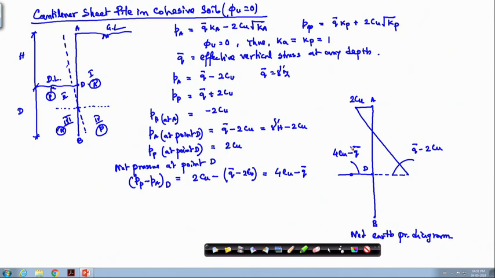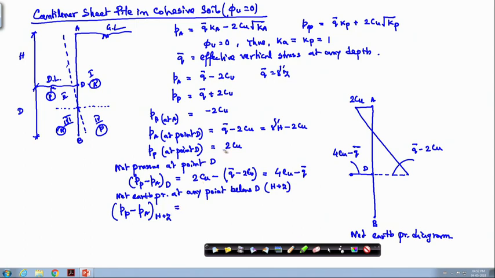Now, what I am doing, so this is the net earth pressure at point D. Now, at any point below D, say suppose that point is your H plus Z. Okay. So, at any point I want to determine what would be the net earth pressure diagram. So, at any point PP minus PA, at a point say h plus z. Okay. So, what would be the value?